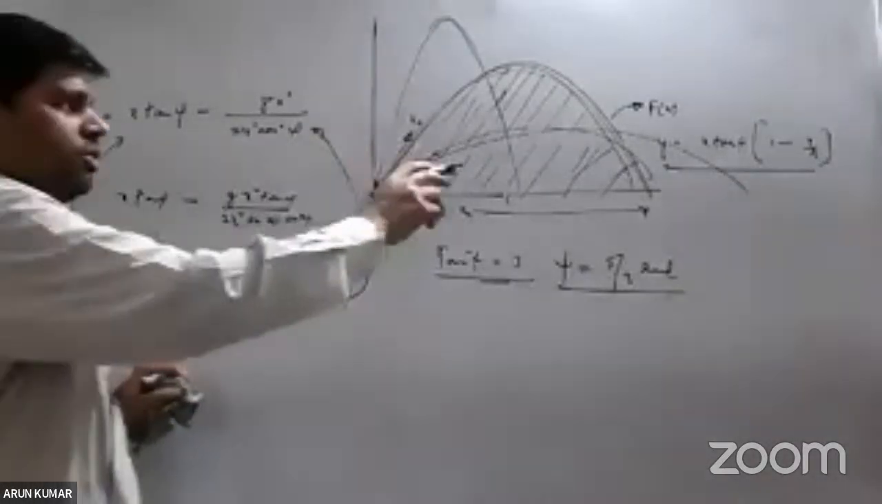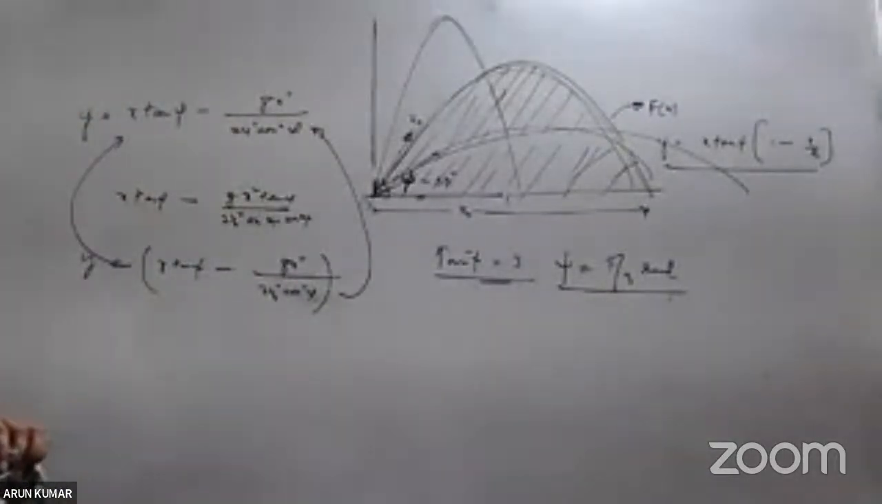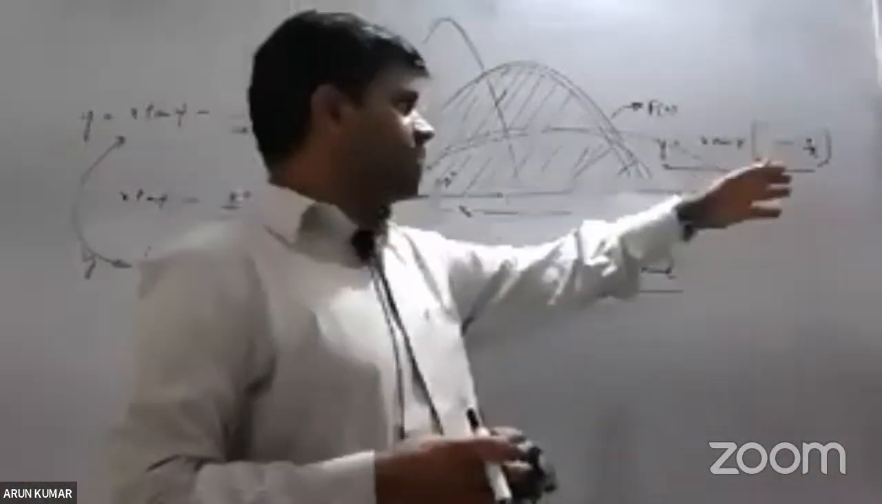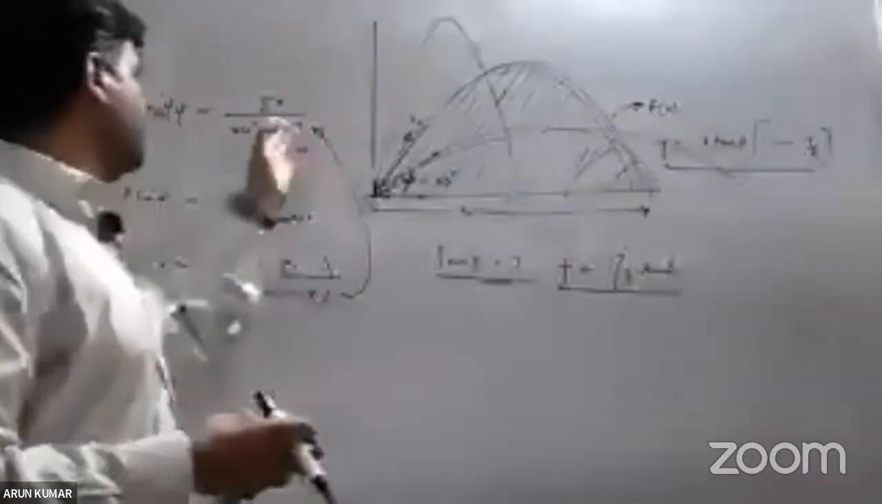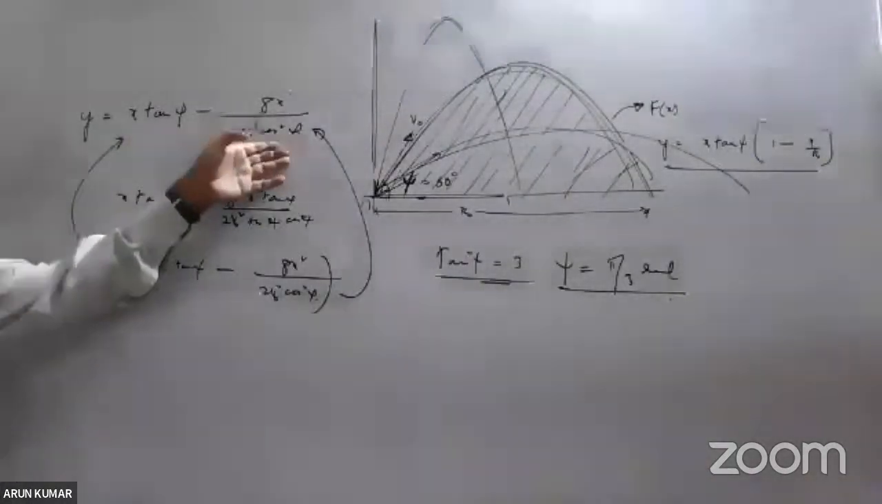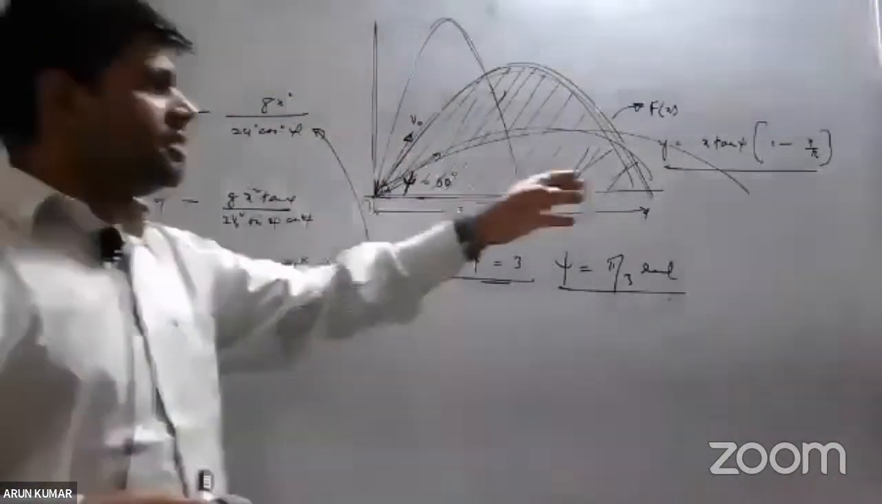So this equation is nothing but an alternate form of the equation of trajectory. Alright. So here r is equal to, if I substitute, what I'll get is this function only: x tan psi minus g x square by 2 v naught square cos square psi. So this is an alternate form of the equation of trajectory where it is in terms of r.